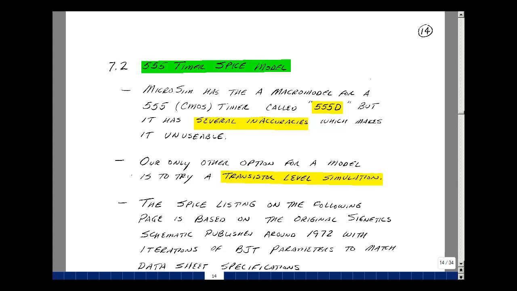So what else can we do? We can try to make up our own macro model, and in fact I tried to do this many years ago, but it's pretty complicated and we didn't finish the whole thing. So I went back and did what I did in other cases, and that is to go back to the transistor level schematic of the 555 timer.